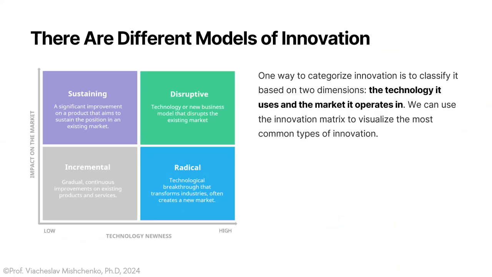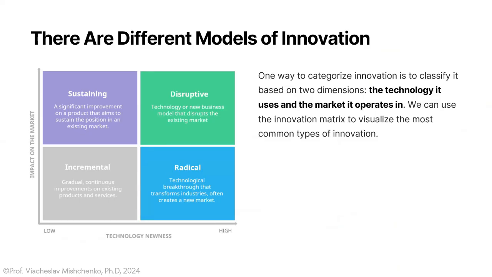Now that we understand, I hope so, what innovation is, let's explore different ways to classify it. Here you may have heard terms like, for example, disruptive innovation or incremental innovation. I'll try to help you understand exactly what this means. First of all, let's look at this innovation matrix that you can see on the slide that classifies innovation based on two key dimensions: the technology it uses and the market it serves.